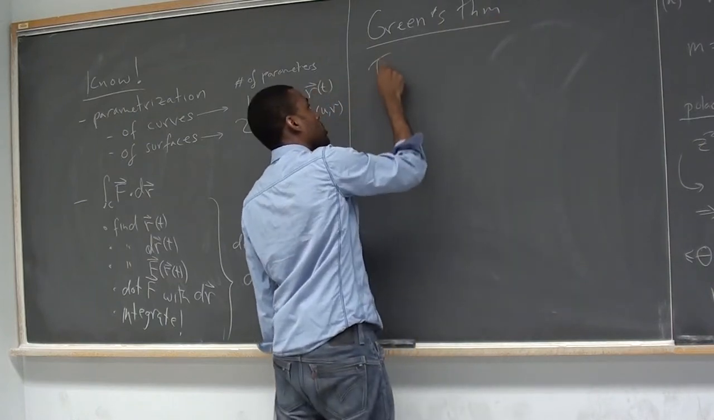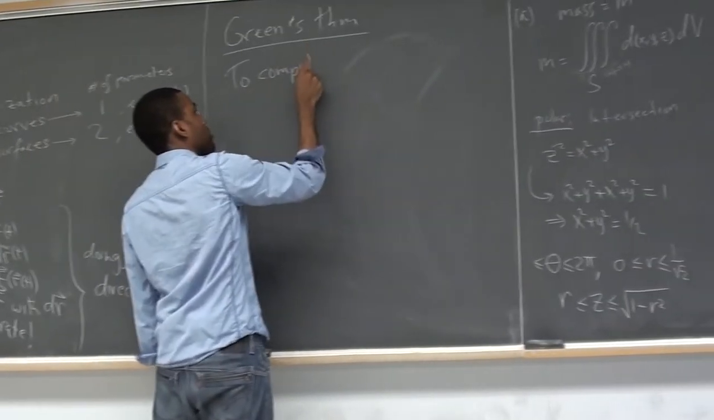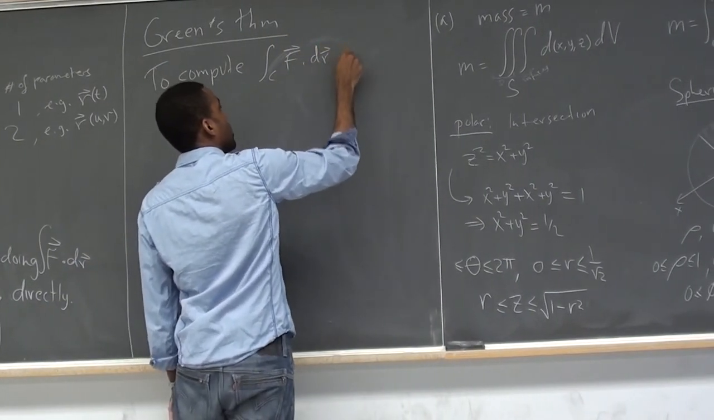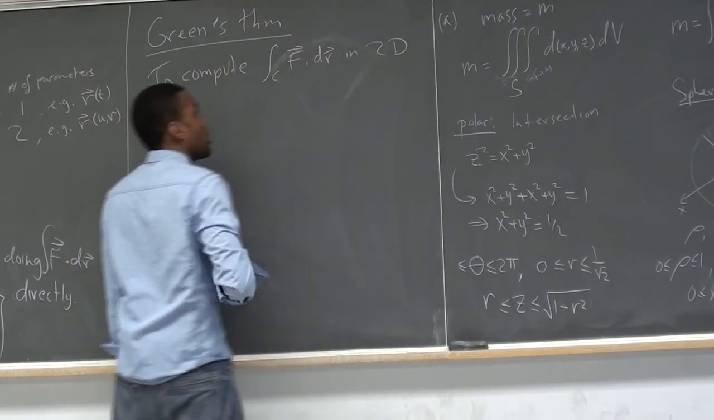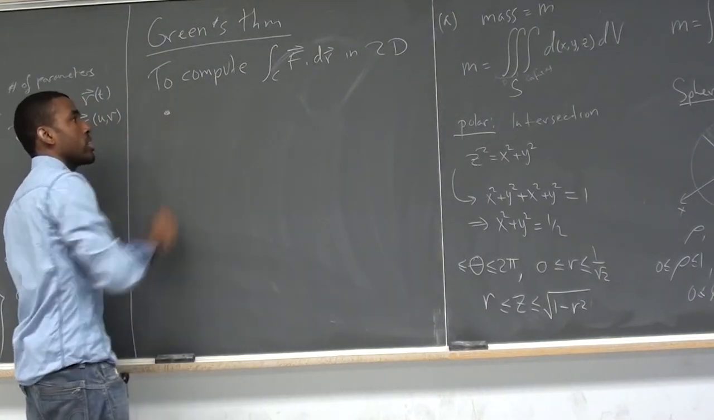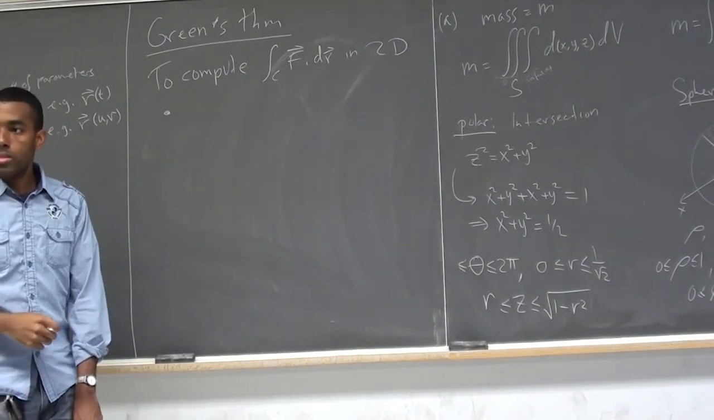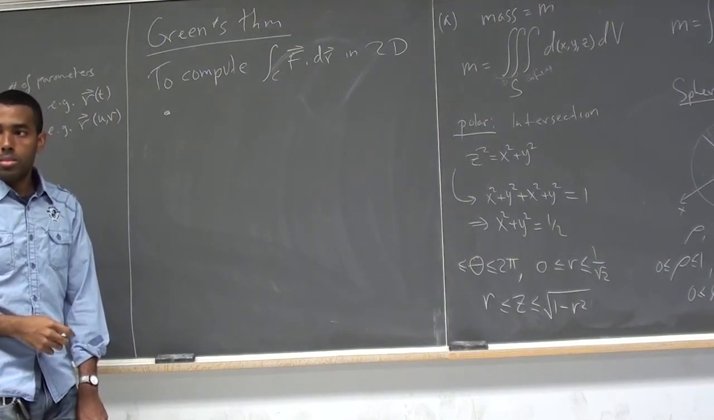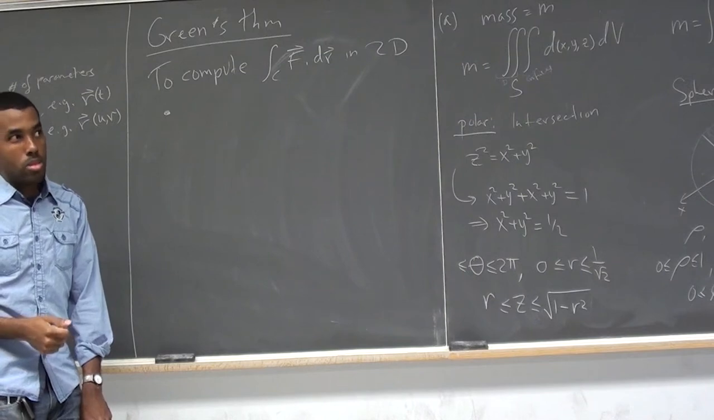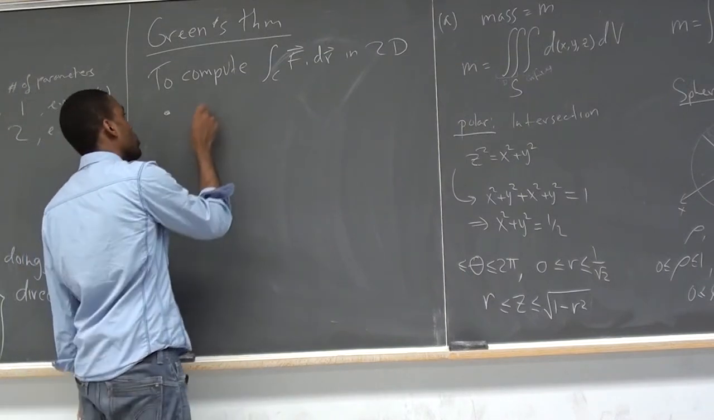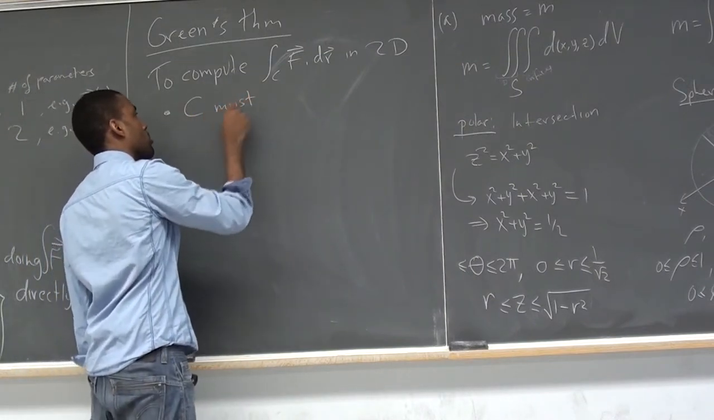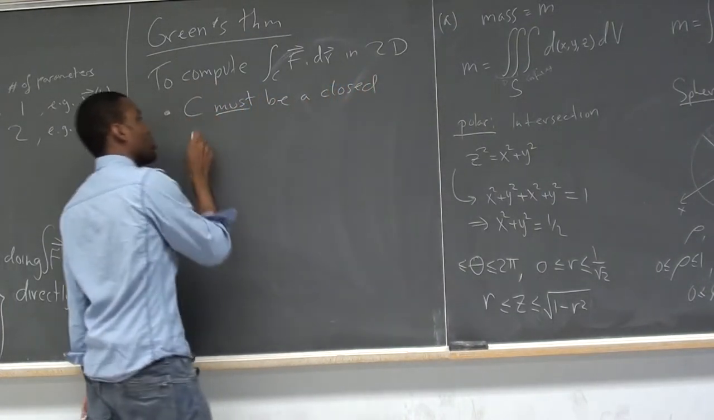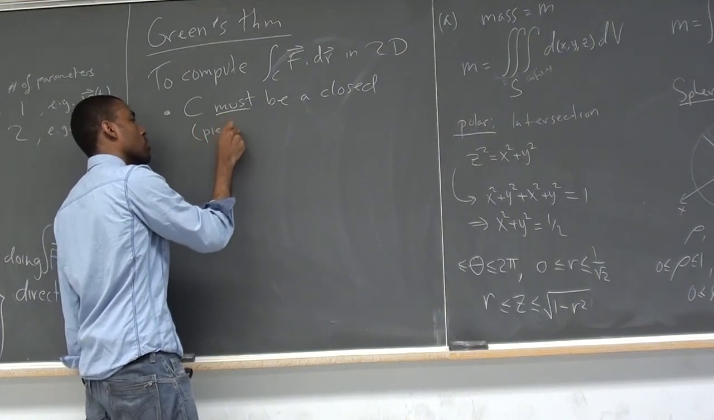This was to compute f dot dr in 2D, right? What were the conditions? How do you know when you can use Green's theorem? It has to be conservative. No, sorry, you don't need it to be conservative. It has to be positive orientation, counterclockwise. And the curve has to be closed. Of course, we're assuming piecewise smooth.